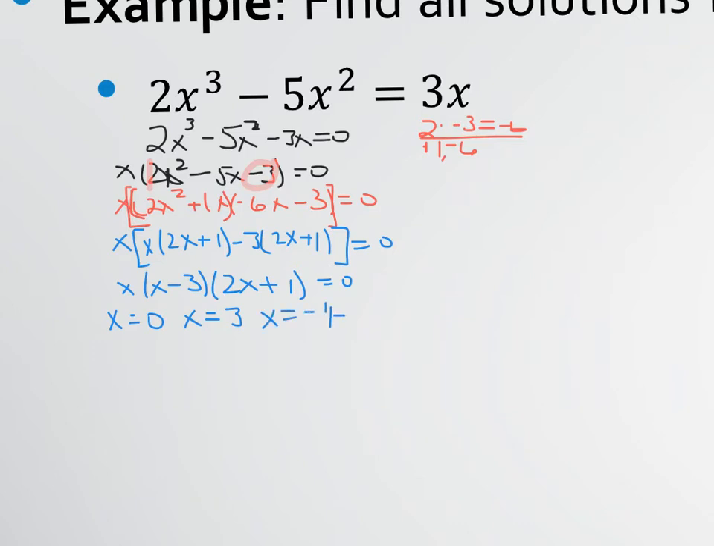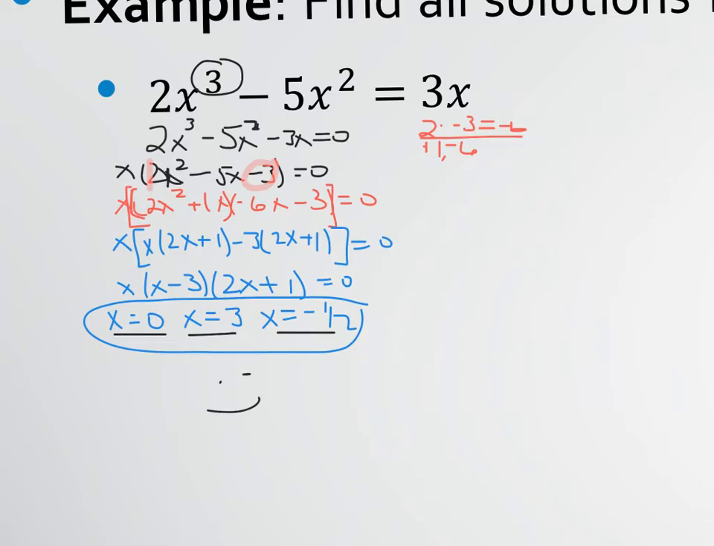Now remember, when we solve, I want to look at this exponent, the leading degree. That tells me how many solutions we have. So notice we should have 3 solutions in our final answer, and we do, and we're ready to move on.